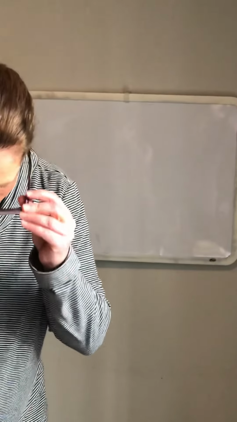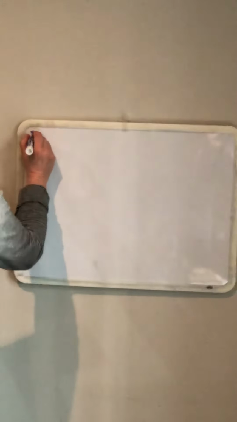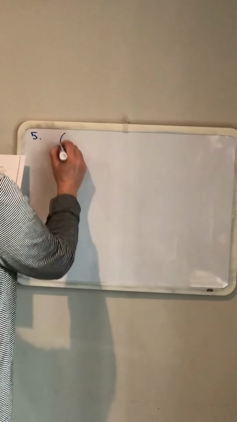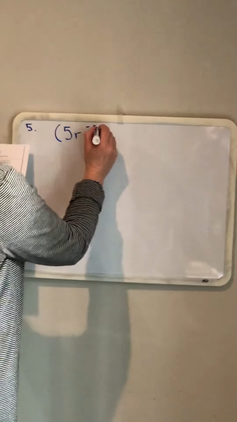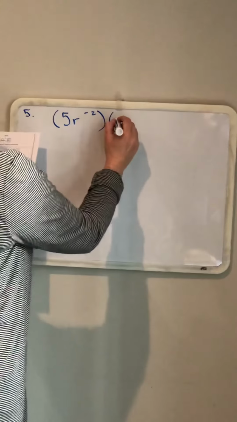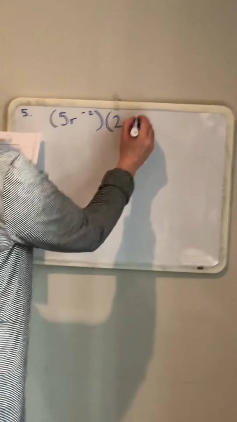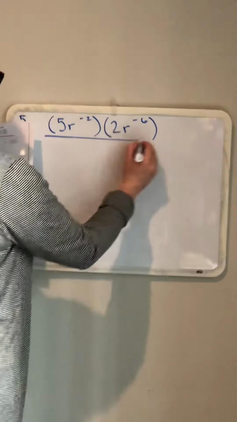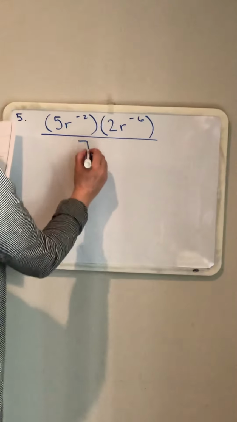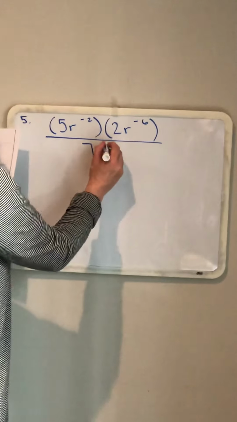Let's move on to number 5. Number 5, we have 5r to the negative second times 2r to the negative sixth all over 7r to the fifth.